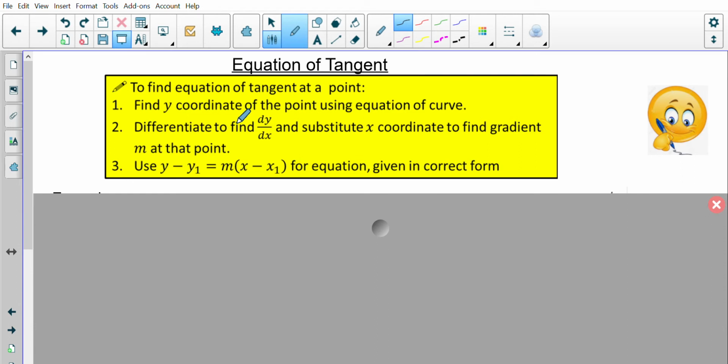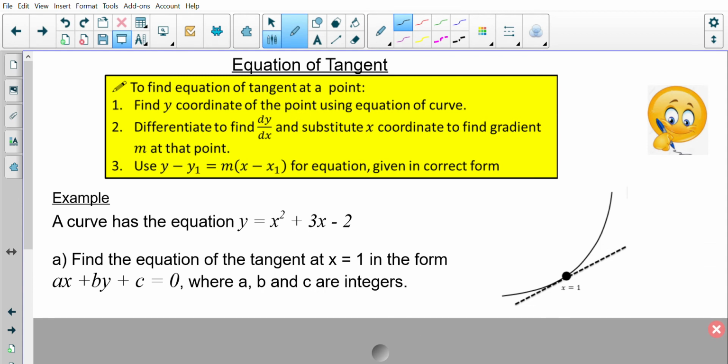We're going to follow through these steps to have a go at finding the equation of a tangent. If we're given the x coordinate at the point we want the equation of the tangent, we can find the y coordinate of that point by substituting it into the equation of the curve. We're then going to differentiate to find the gradient function of that curve and substitute the x coordinate to find the gradient at the particular point. Then we're going to use y minus y1 equals m(x minus x1) to find the equation of the tangent in whatever form the question asks us to.